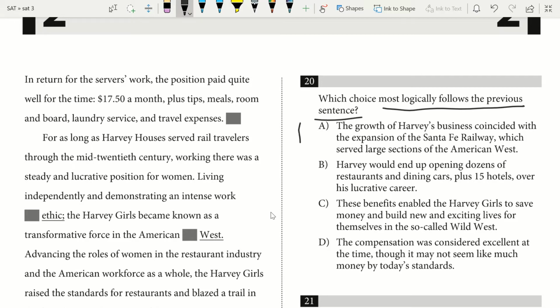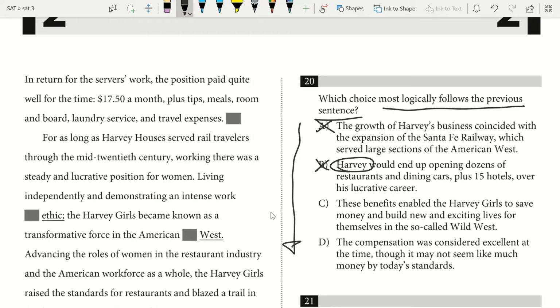So we're just going to go ahead and start and just go down our list, right? So we have the growth of Harvey's business coincided with the expansion of the Santa Fe Railway, which served large sections of the American West. Well, that's kind of unrelated to what we're talking about. At this point, we're talking about the Harvey houses and the Harvey girls, right? And then B, Harvey would end up opening dozens of restaurants and dining cars, plus 15 hotels over his lucrative career. Well, we're not really talking about Harvey in that paragraph. We're talking about the Harvey girls, right?